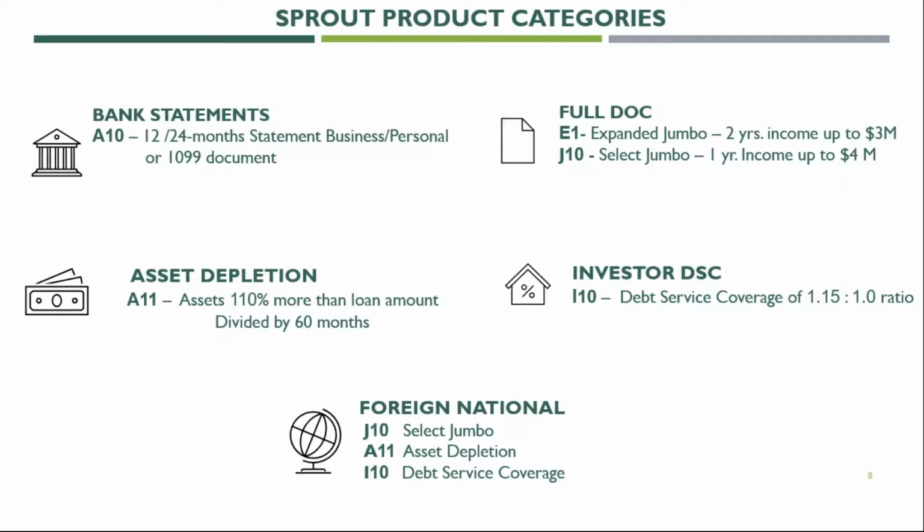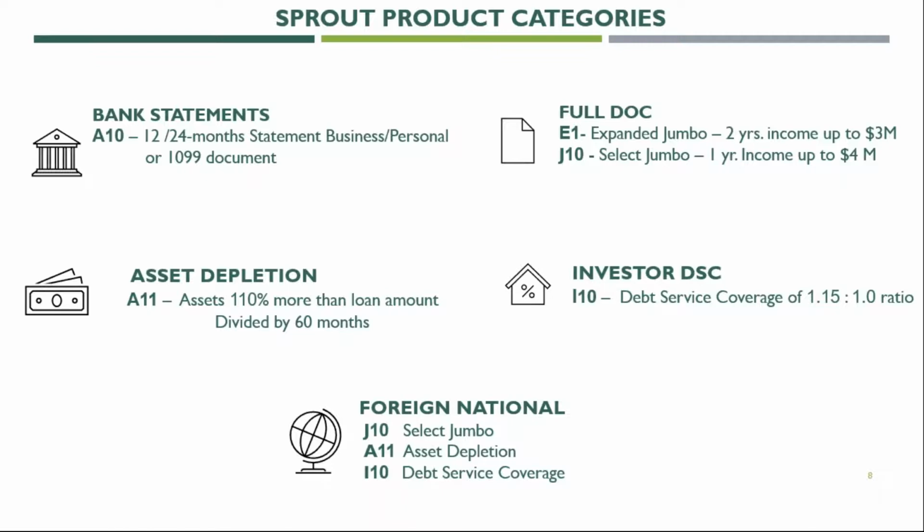Moving down to our A11, which is our asset depletion program. The A11 program can use the borrower's asset portfolio as the primary source of income. To determine monthly income from asset depletion, we're going to use 110% of the borrower's assets and divide that figure by 60 months in order to qualify your borrower.